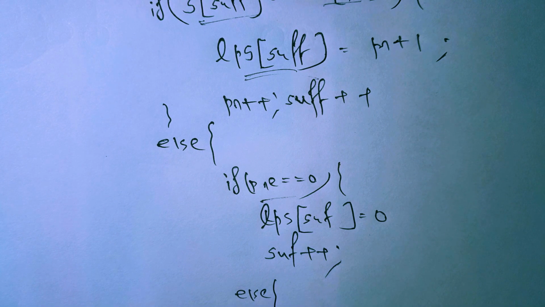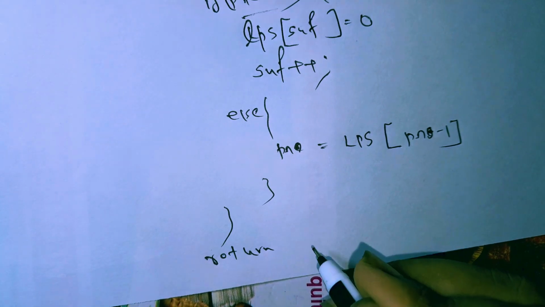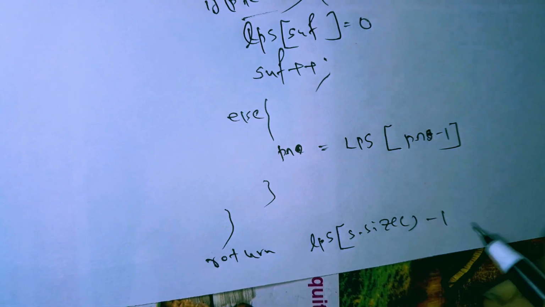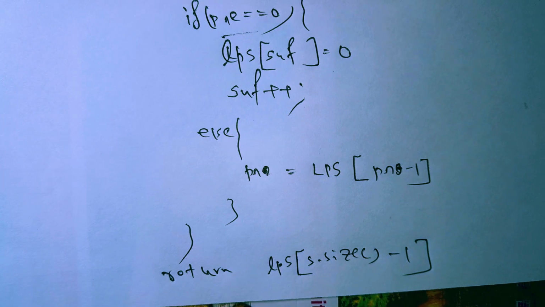So this is your code, and I will simply return lps dot size minus 1.